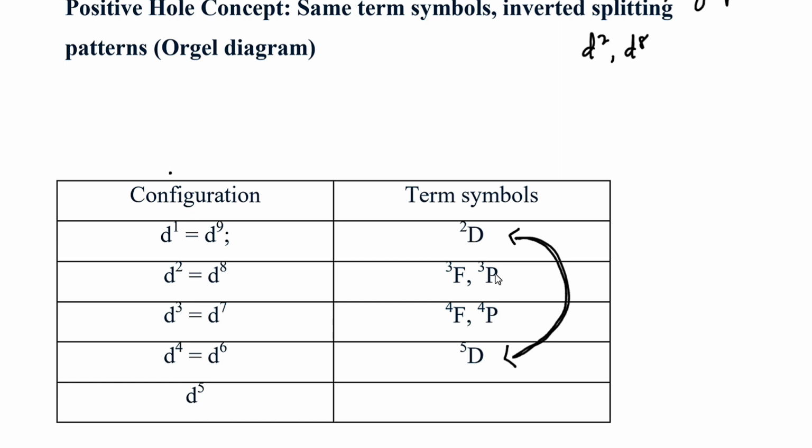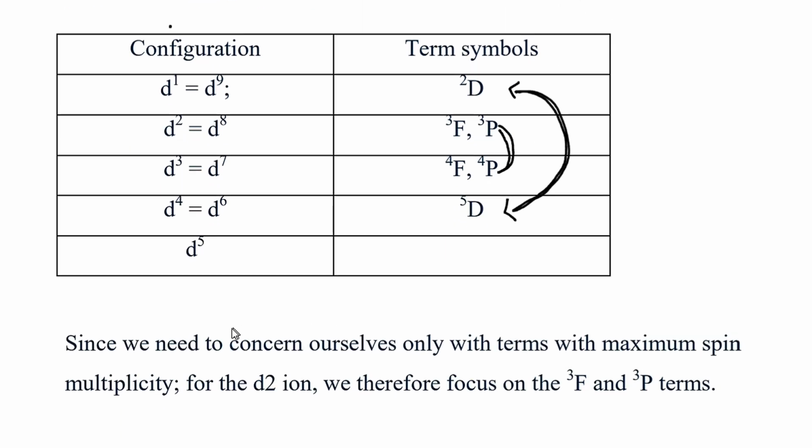So also we are going to represent this also. They have the same ground term, like F and P. It's important to note that we need to concern ourselves with only the terms with maximum spin multiplicity. So for the D2 ion, we therefore focus only on this. Although the terms arising for D2, D8, D3, D7 are far more than this, we only limit it to these ones that have the same multiplicity.